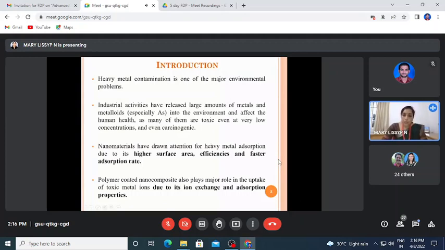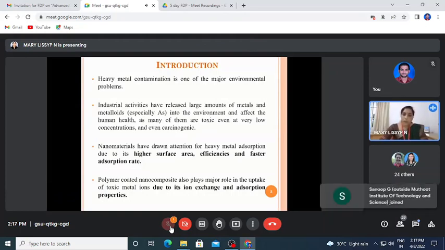Nowadays many conventional methods are available to remove these heavy metals, either from the soil or from the water. But nowadays nanotechnology is attracting attention for heavy metal removal. Some of the slides will cover nanomaterials and nanotechnology, and some of the slides will cover the topic of adsorption also.